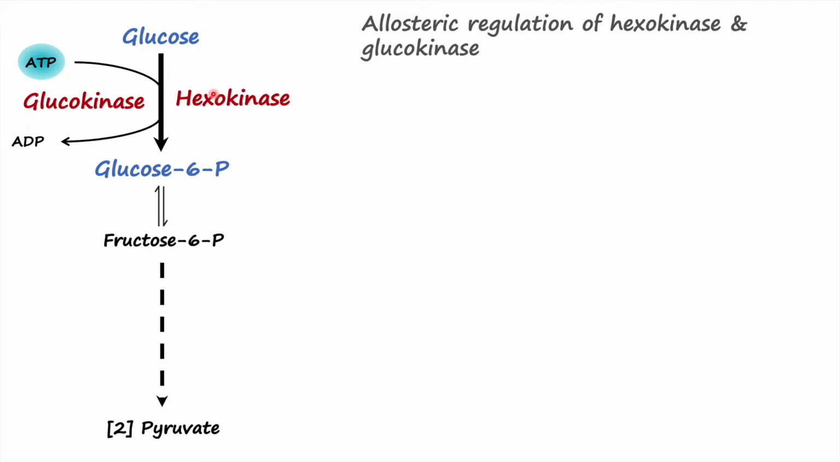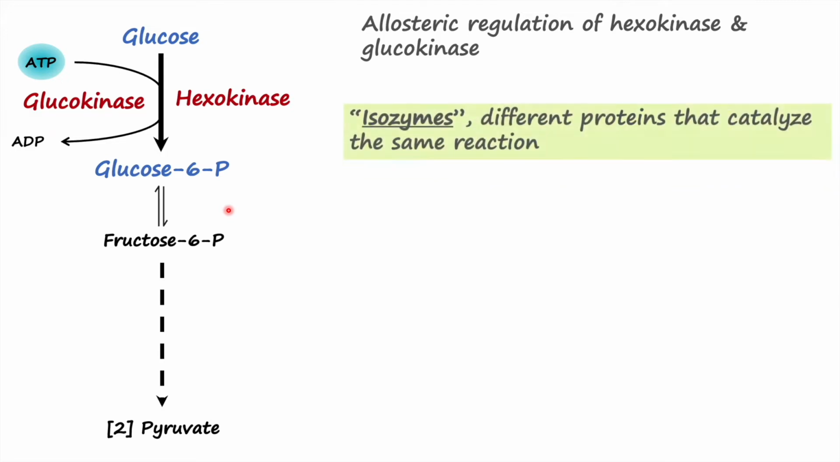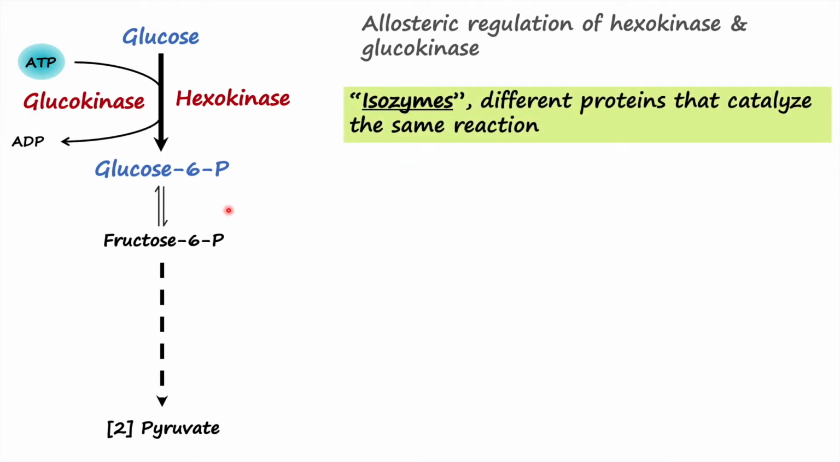Let's talk about how the first reaction of glycolysis is regulated. In the first reaction of glycolysis, both hexokinase and glucokinase enzymes catalyze the entry of glucose into the glycolysis pathway by phosphorylating glucose into glucose 6-phosphate. And remember that these two enzymes are different, however they catalyze the same reaction, that is converting glucose into glucose 6-phosphate. Therefore these two enzymes are considered isozymes. They are different proteins that catalyze the same reaction.